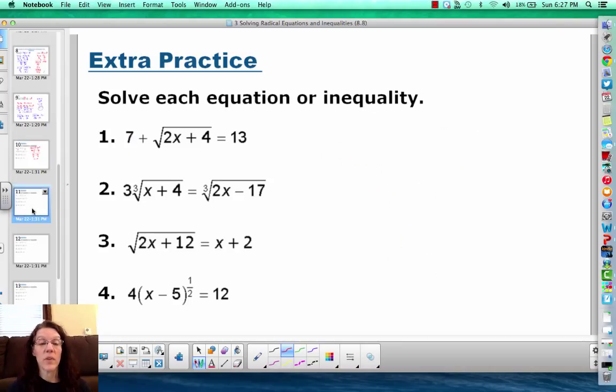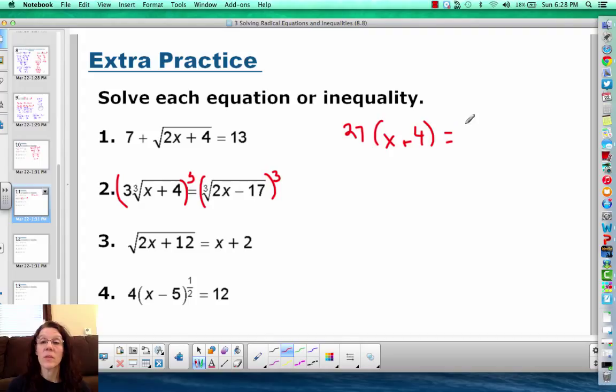Let's take a look at number 2. What are we doing there? That's right. We have the cube root. So instead of squaring both sides, we're going to have to cube both sides. So we're going to take this and we're going to cube it. We're going to take this side and we're going to cube it. All right, cubing that 3 makes it a 27. Cubing this gets rid of that exponent. Excuse me, gets rid of that radical, so we have x plus 4.